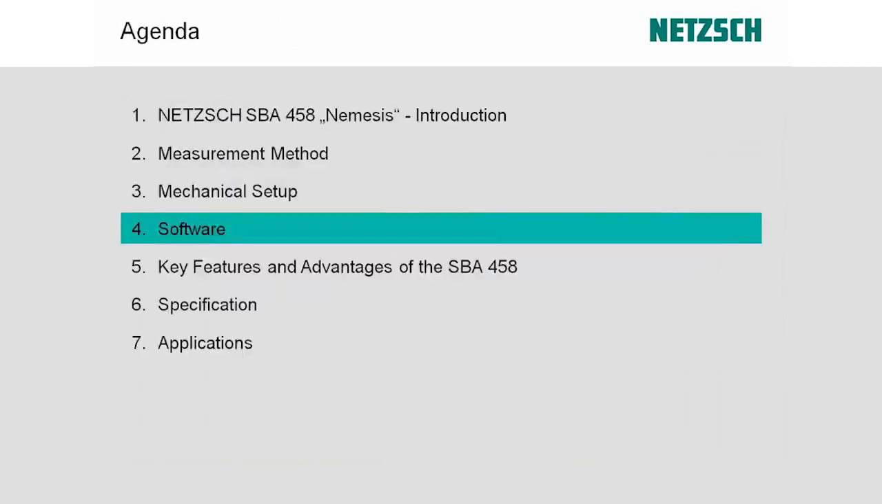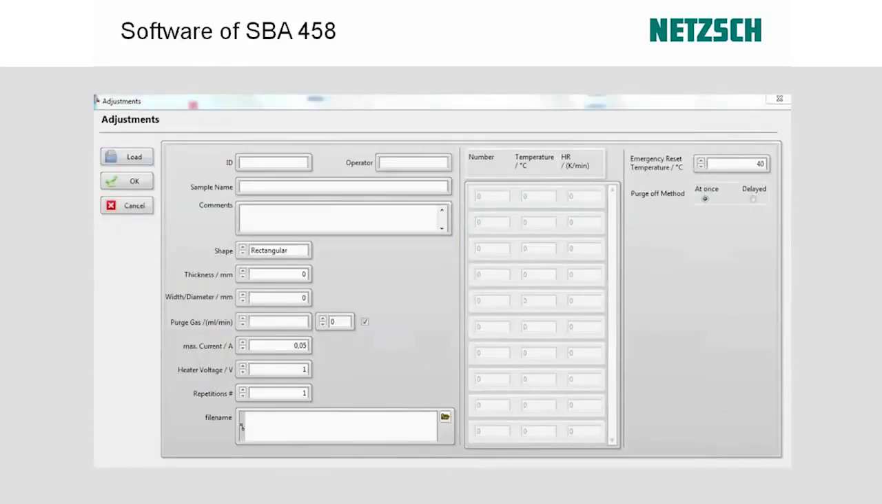Okay, so we'll talk a little bit now about the software which is available to control and analyze the data with the SBA 458. When you click on the adjustment window in the software, you'll see the screen. You enter some information on the sample name, identification, the shape of the sample, the thickness of the sample, the width, purge gas. We can run measurements in different gases, oxidizing, inert, and also reducing. You can also record the purge flow rate.